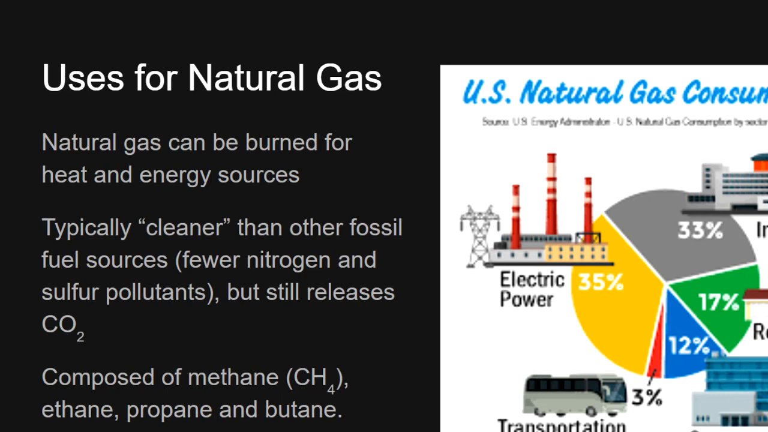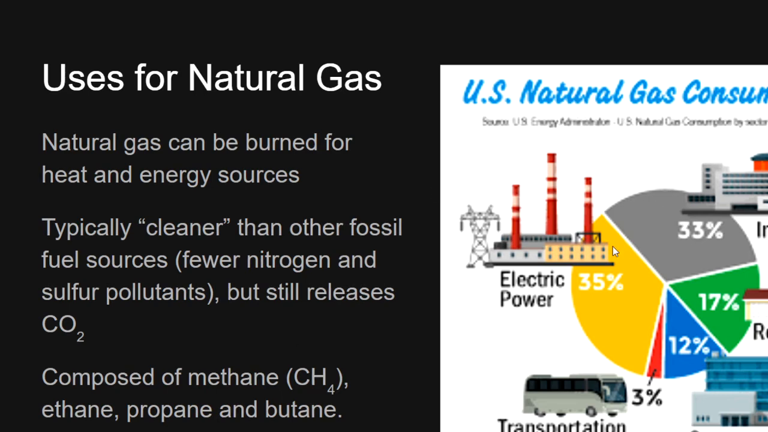And natural gas is methane. It's made up of methane, ethane, propane, and butane. But the primary component is methane, and we know that methane is a greenhouse gas. So if there is ever a leak from natural gas systems, it's going to have an even bigger impact on climate change, because it's more potent than CO2 in terms of impacting it.